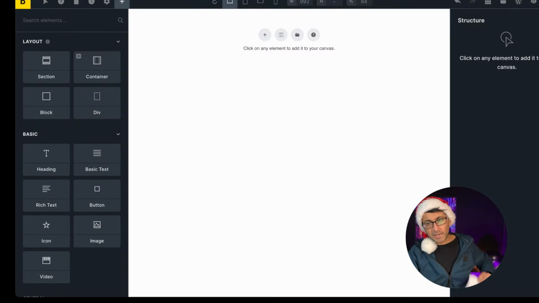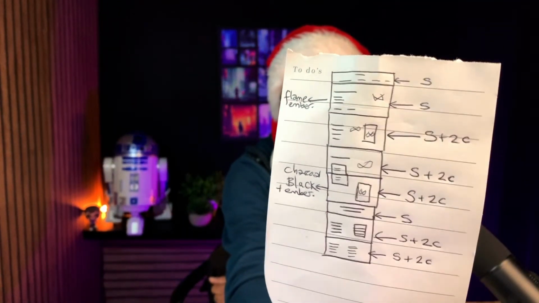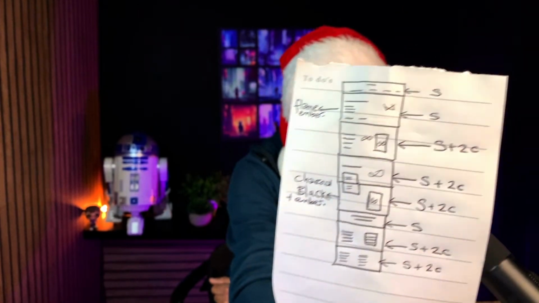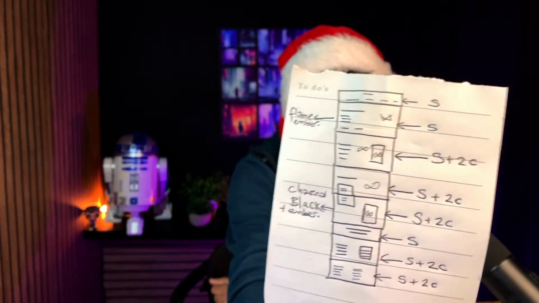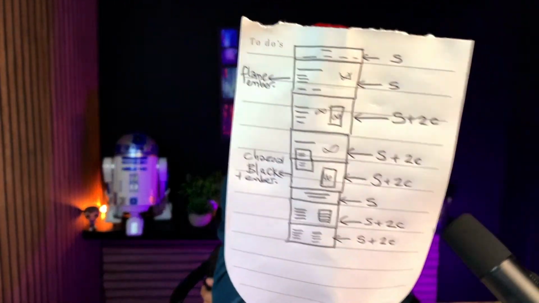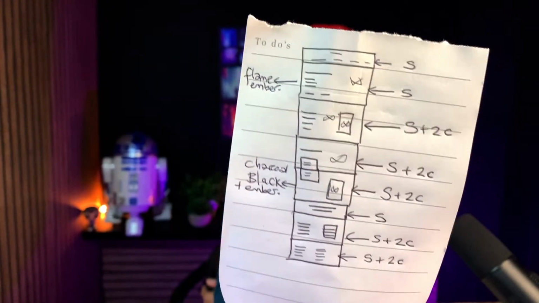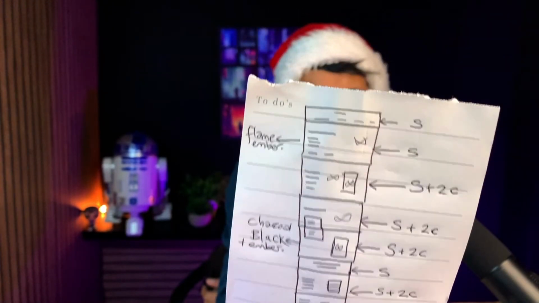And if anyone cares, here's my little wireframe. What I've done on this wireframe is list down whether it is a section, or, you know, we're using Bricks by the way, so section, and then how many containers. Most of them are just one section, some of them contain two containers, or blocks or divs, whatever you want to call them.